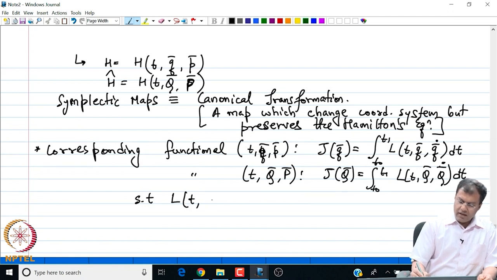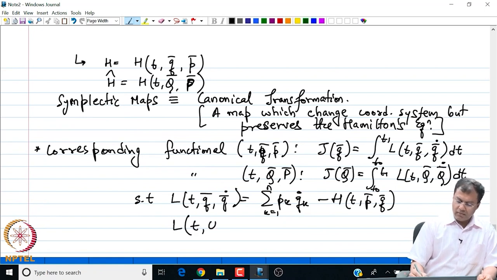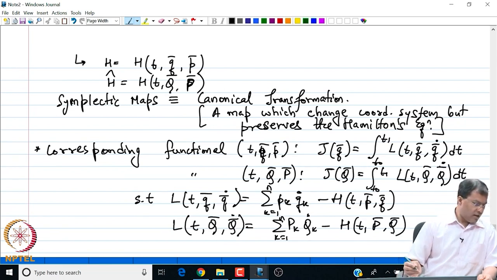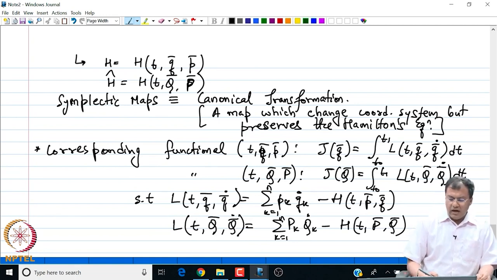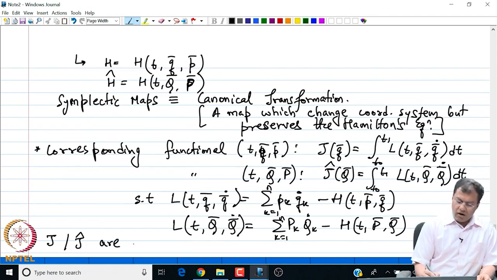Such that my Lagrangian of t, q, q dot is of the form summation p_k q_k dot, k from 1 to n, minus h of t, p bar, q bar, and my Lagrangian in the new coordinate system is summation P_k Q_k dot, k from 1 to n, minus h of t, P, Q. Okay, so which means we introduce a new term known as variationally equivalent. Let me call this function J hat to differentiate it from J. So J and J hat are called variationally equivalent.